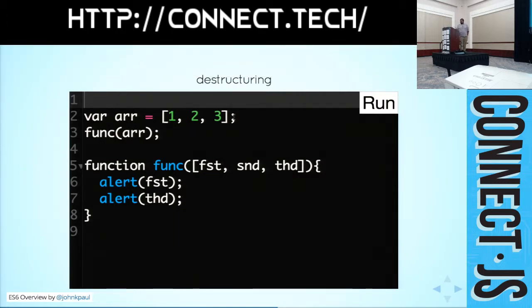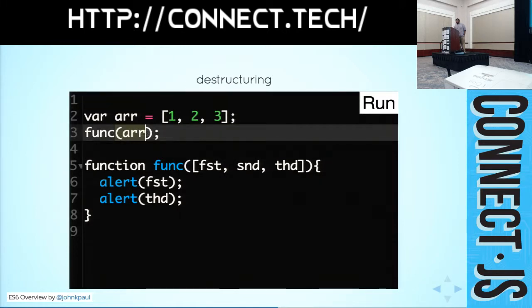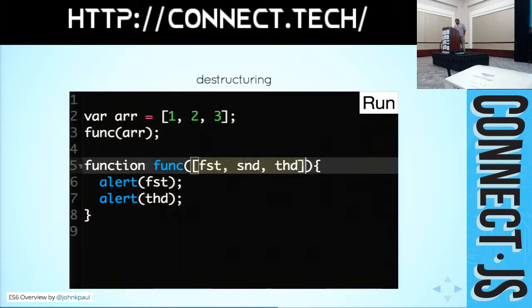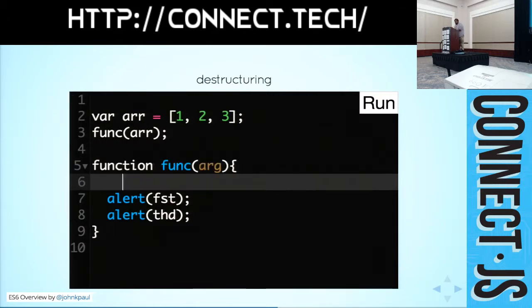Okay. So destructuring is this weird Lisp thing. Basically, it's a way for us to syntactically create variables in the place that they're called. It's called destructuring assignment. What this means is, here I have an example of calling a function with an array. And this is what destructuring allows us to do. What you typically would do in a situation like this is create an argument, and then write var fst equals arr[0]. You have to individually break all of these things down.